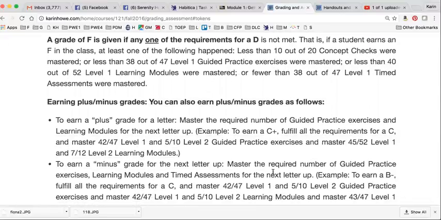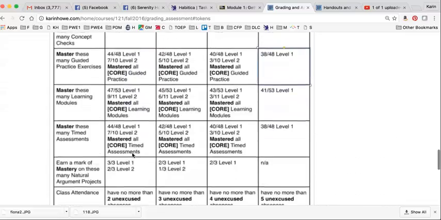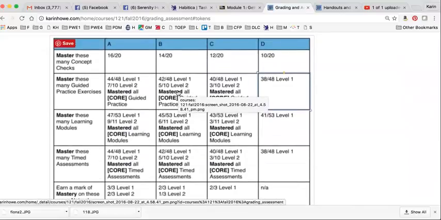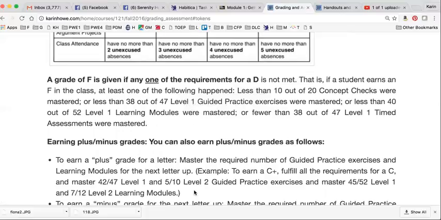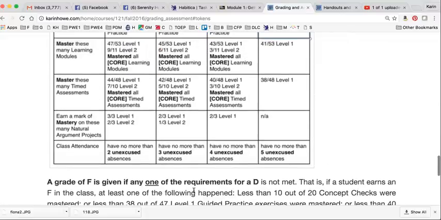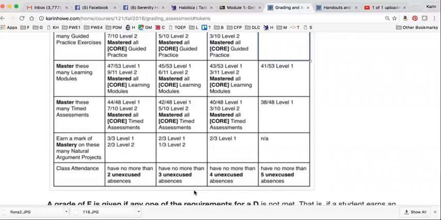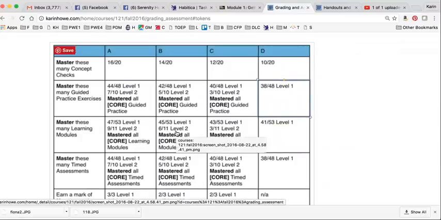Now, you can earn plus and minus grades. In order to earn a plus grade for a letter, you master the number of guided practice exercises and learning modules for the next level up. So for example, to earn a C plus, you fulfill all the requirements for a C, and then you master 42 out of 48 level 1 and 5 out of 10 level 2 guided practice exercises. And then you also need to, I think, master 45 out of 53 level 1 learning modules and 6 out of 11 level 2 learning modules.